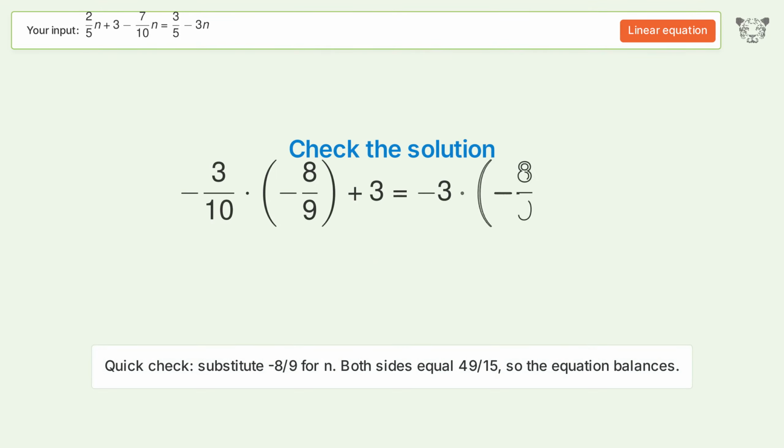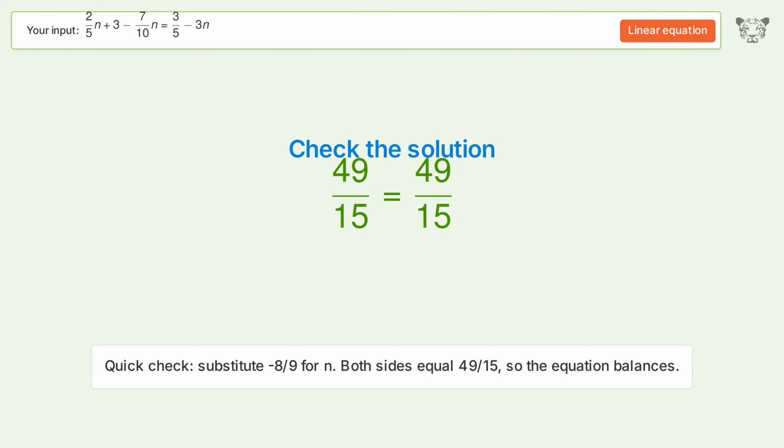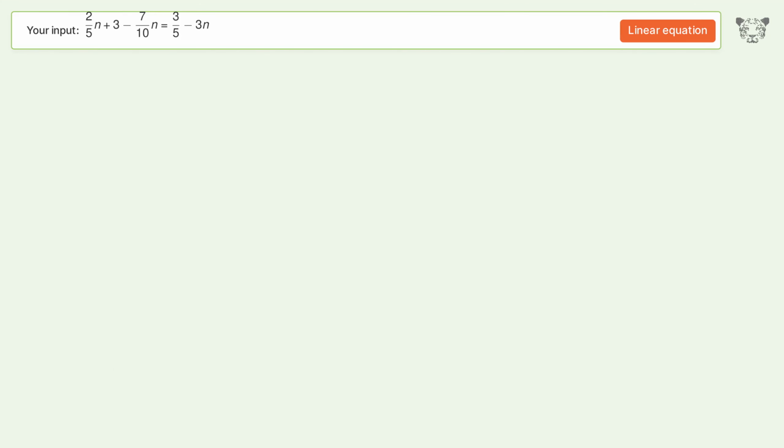Quick check. Substitute negative 8/9 for n. Both sides equal 49/15, so the equation balances. So, n equals negative 8/9.